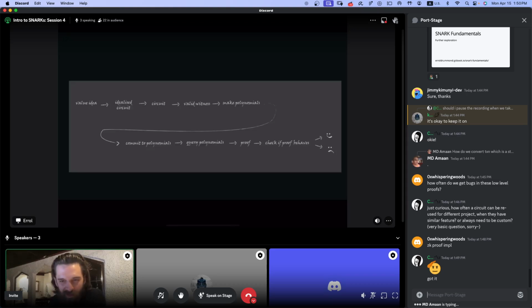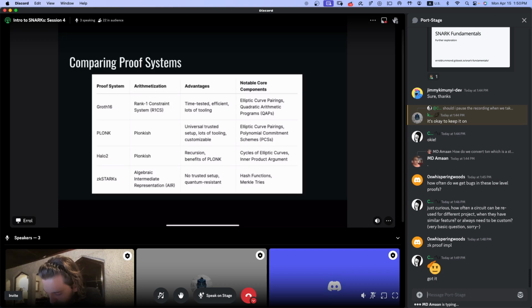I just put this slide here again so we can refer to it when we talk about some of these other proof systems. We're going to go over these four: Groth 16, Plonk, Halo 2, and ZK SNARKs. This is an overview of some of the differences between them, and we're going to investigate those one by one.